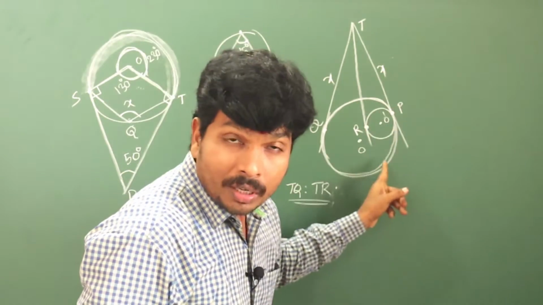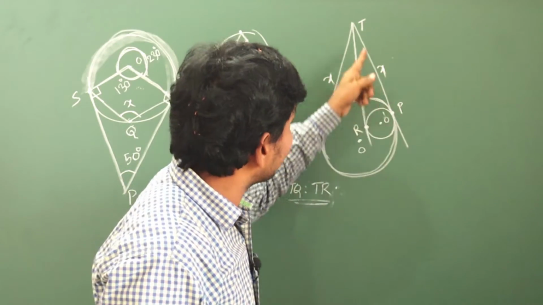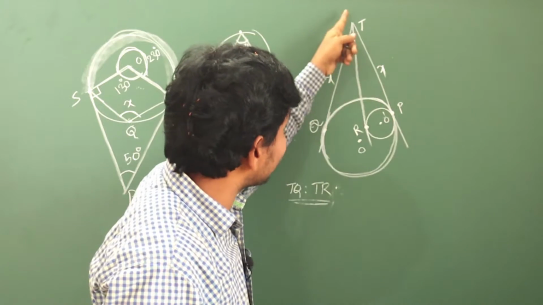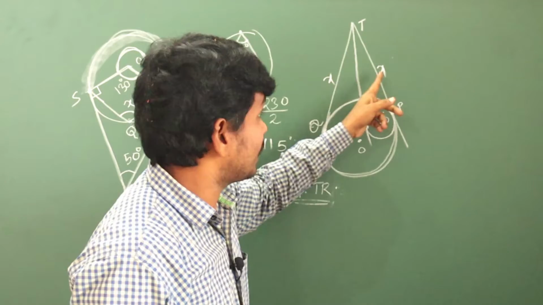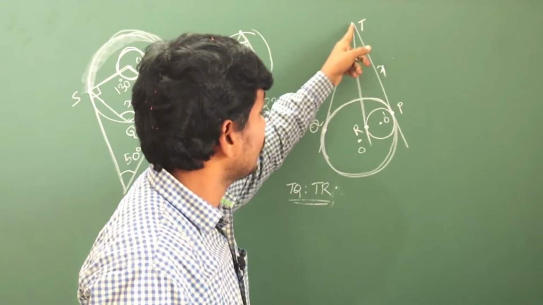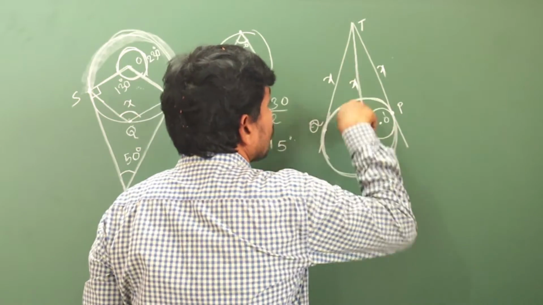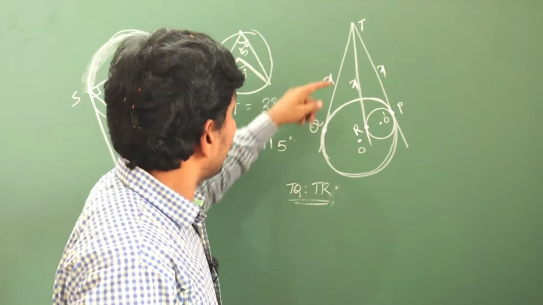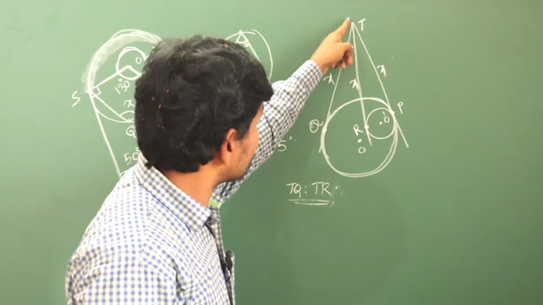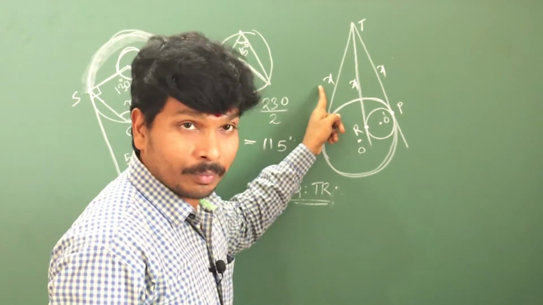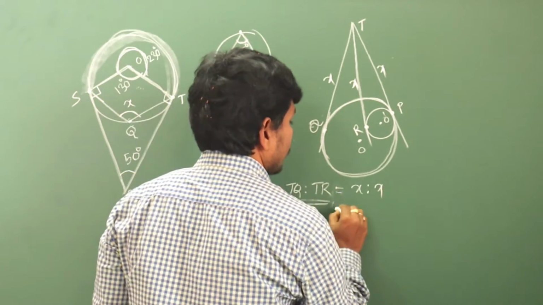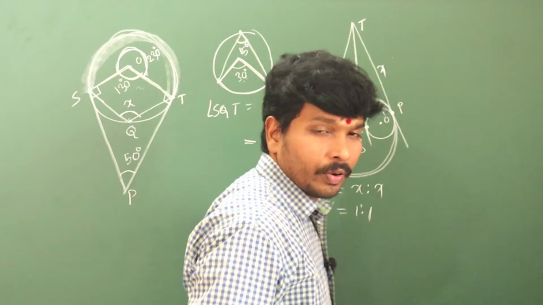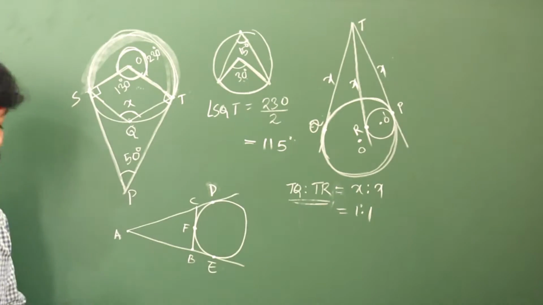Now observe the small triangle. In the small triangle, TP is one tangent and TR is the other tangent. These are the lengths of the tangents. If TP value is x, then your TQ value is also x. Observe now, your TQ to TR, both are the same. x is to x, that value is 1 is to 1. Fantastic. Good.